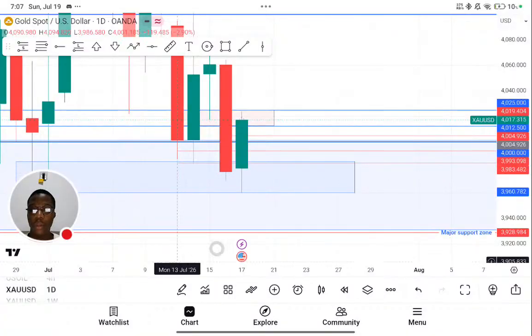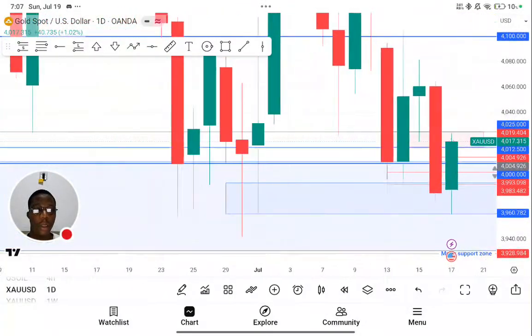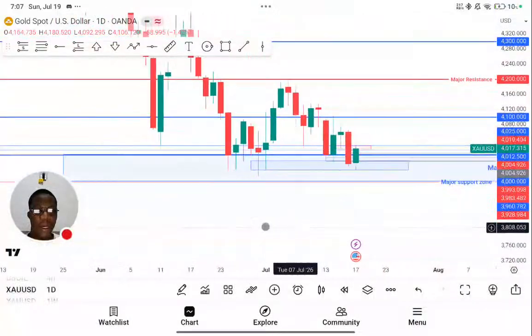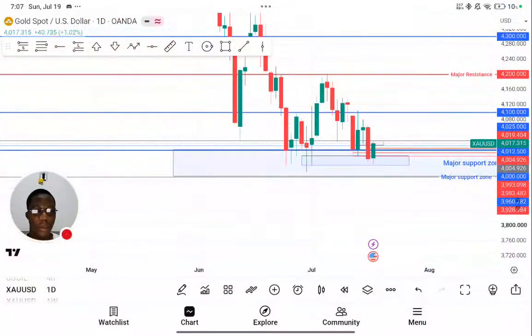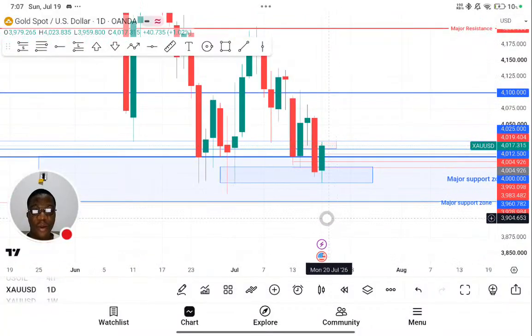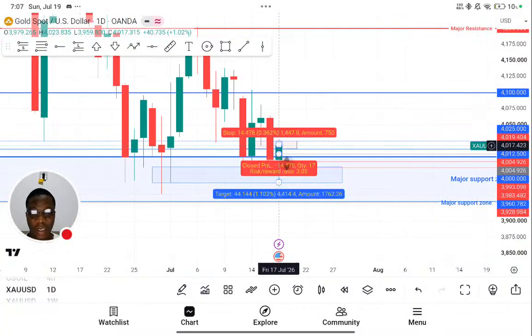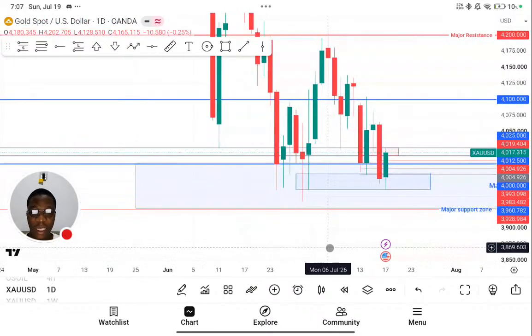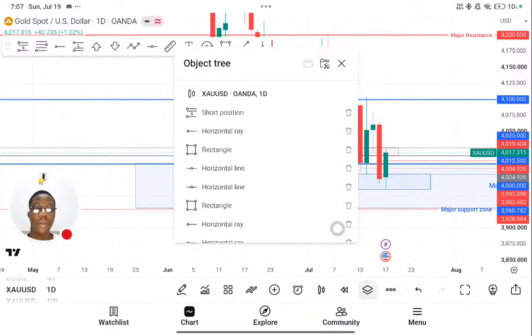On gold, it has been crazy. Gold has been making lower lows. Like now, the indication of this is crazy. Price is breaking this 4,000 level. If you could see, let's start from scratch.